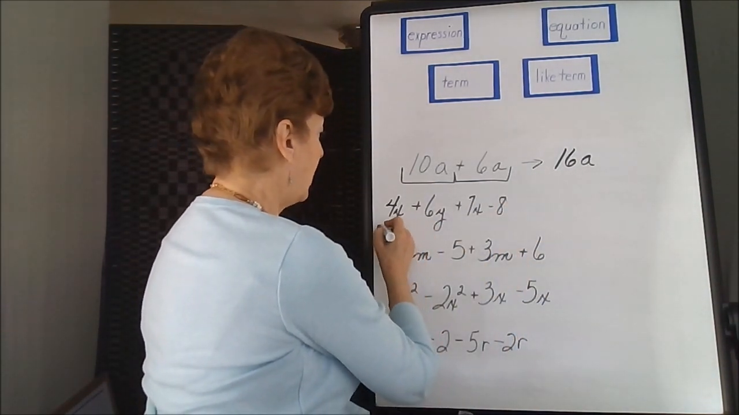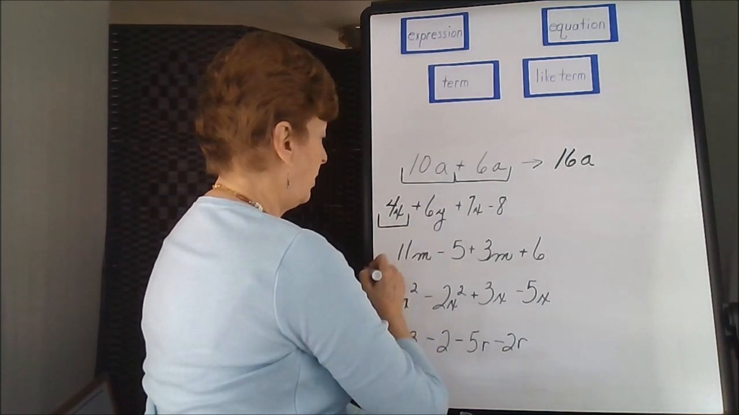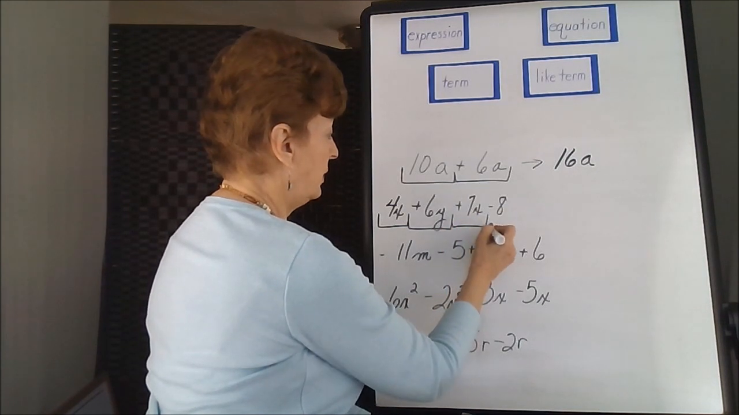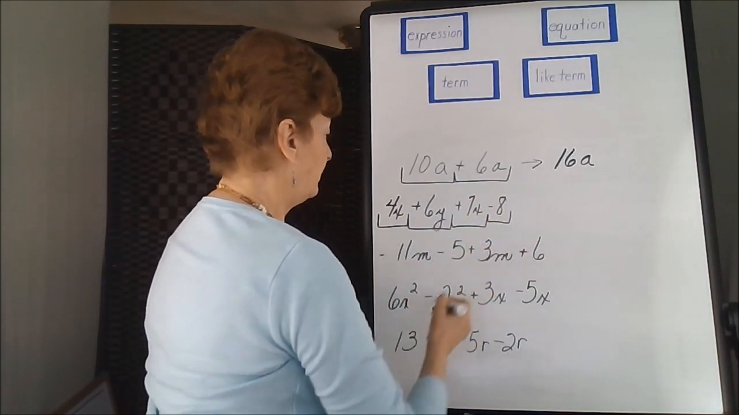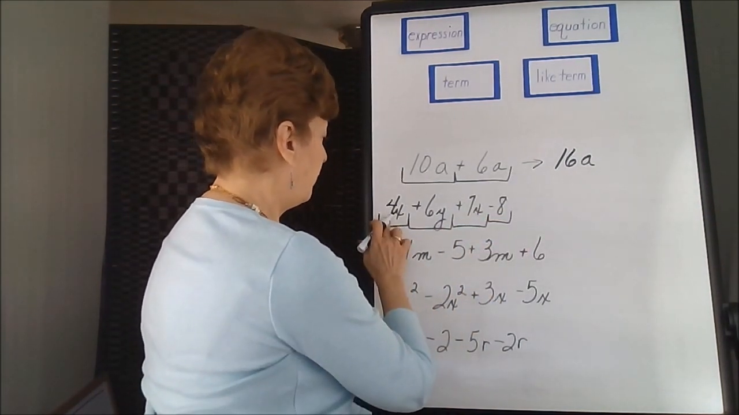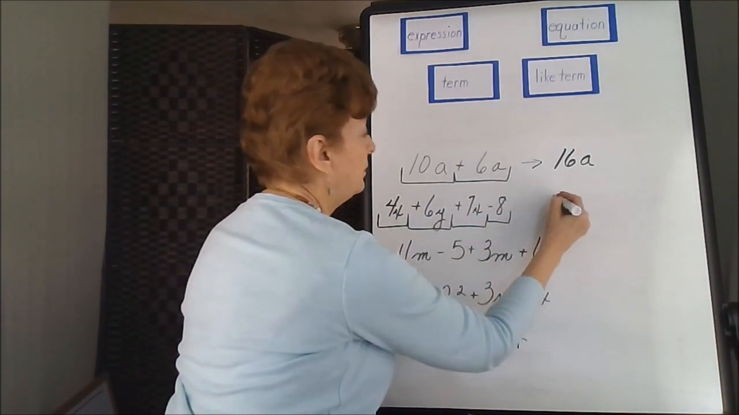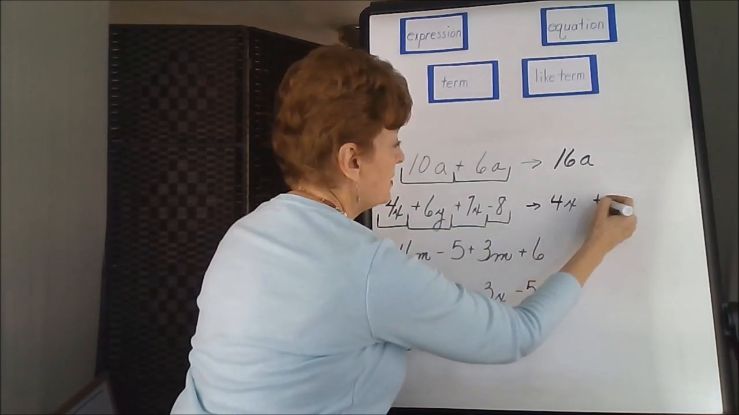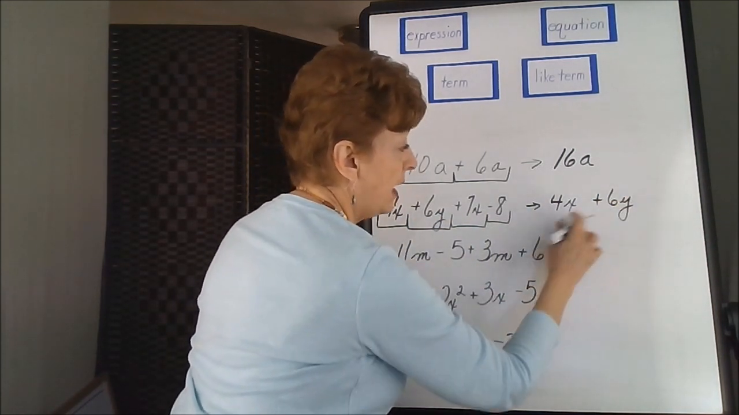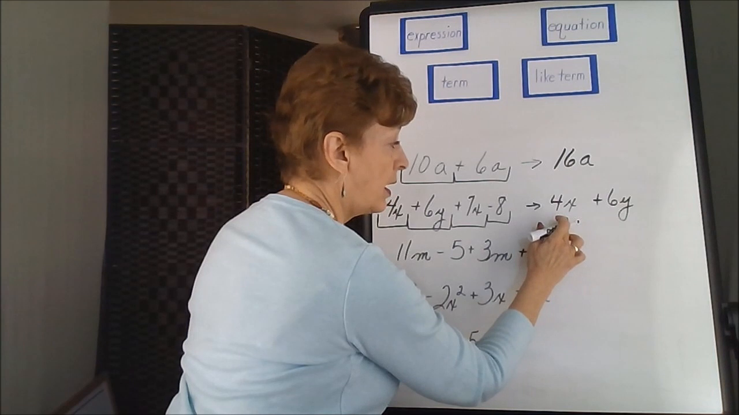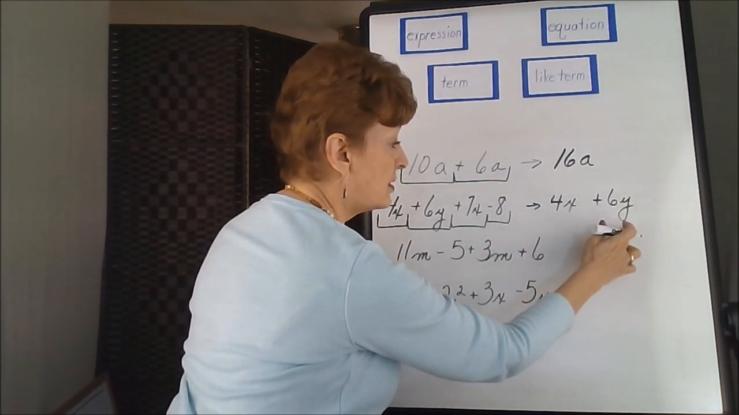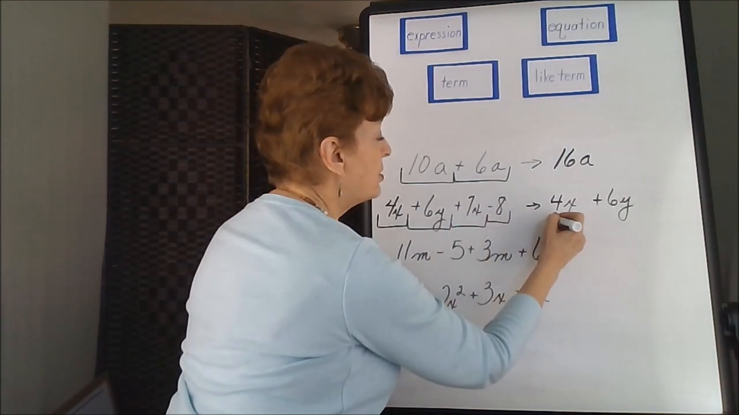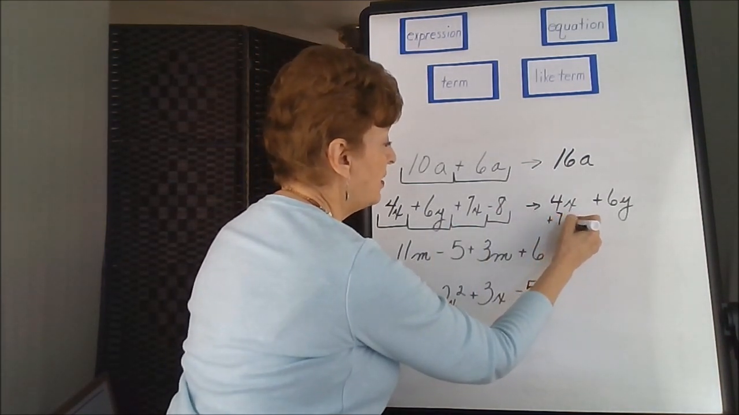In the next, I have a term here, a term, a term, and a term. We have 4x plus 6y. Those labels are not the same. These are 4 x's and these are 6 y's. But we have 7 x's here. So we could combine those 7 x's.